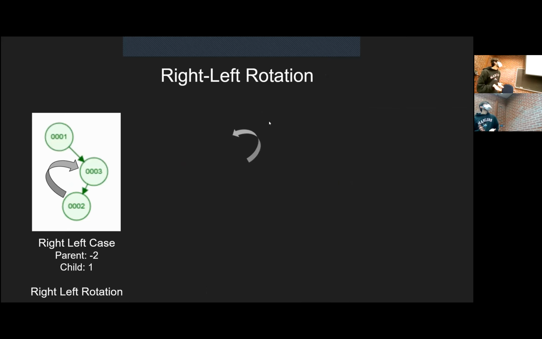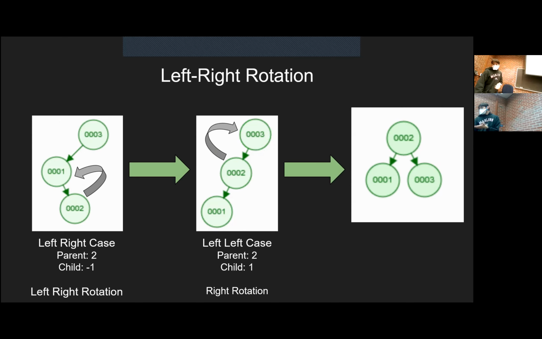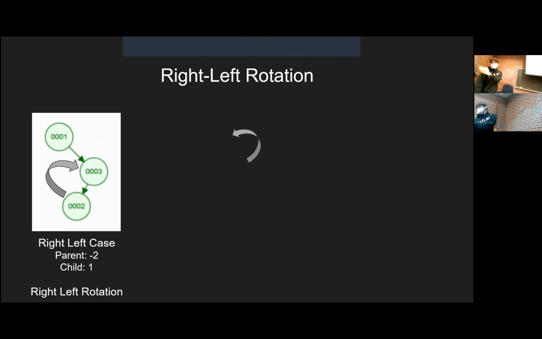And now we'll talk about the right-left rotation. The right-left rotation is just the inverse of the previous slide. We saw left-right, now we see right-left. The right-left case is when you have a node, and the imbalance is because you have something on the right and then something on the left. And the way we fix that is the opposite of what we did before. First we perform a right rotation, then we perform a left rotation.